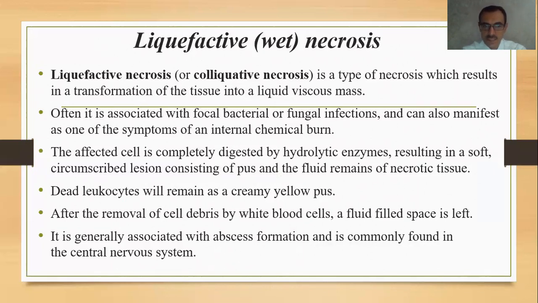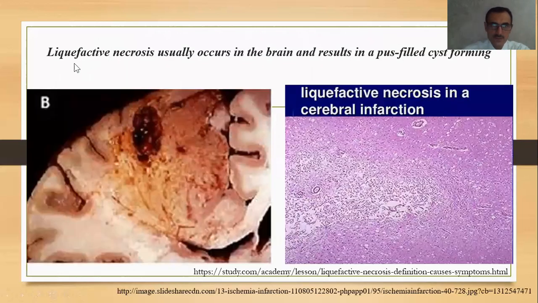After the removal of cell debris by white blood cells, a fluid-filled space is left. It is generally associated with abscess formation and is commonly found in the central nervous system. And after the dissolution of this wet necrosis, there develop cysts, the cystic structures. Here you see the wet necrosis or the liquefactive necrosis of the brain, and that usually results in a pseudocyst formation.